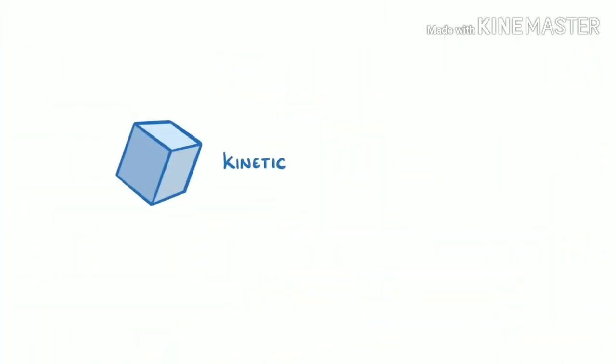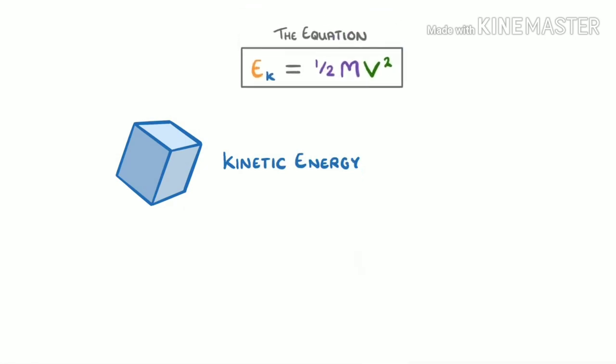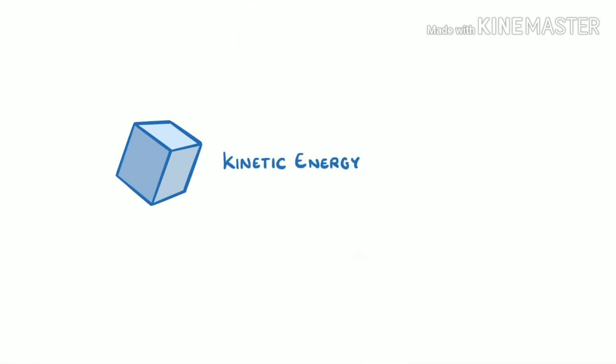So let's start. In this lesson, we're going to learn about kinetic energy and show you how to calculate it using the equation. Now, the kinetic energy of an object is the energy that it possesses due to its motion. So anything that's moving has kinetic energy, whether it's a plane or a particle.